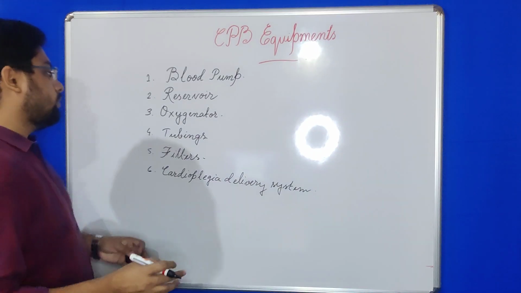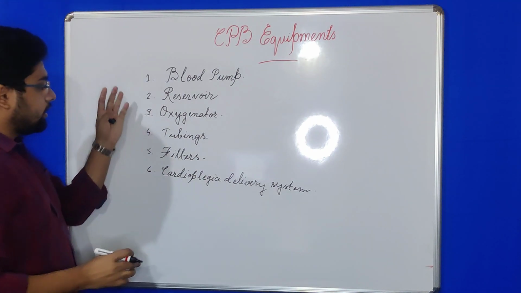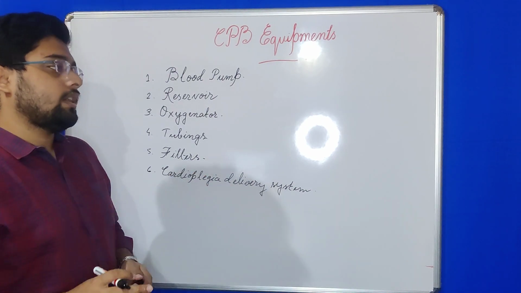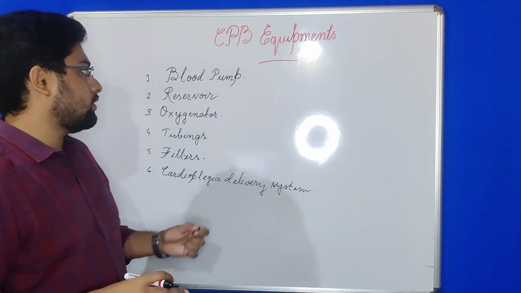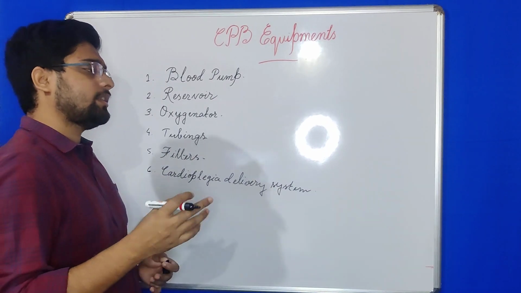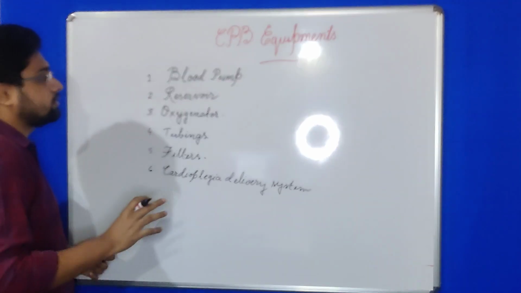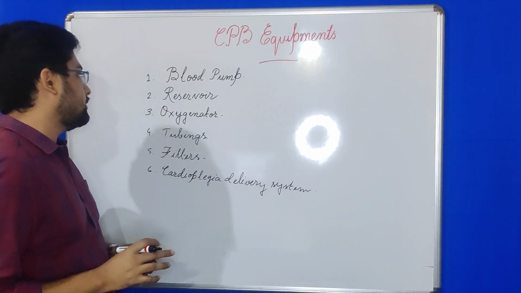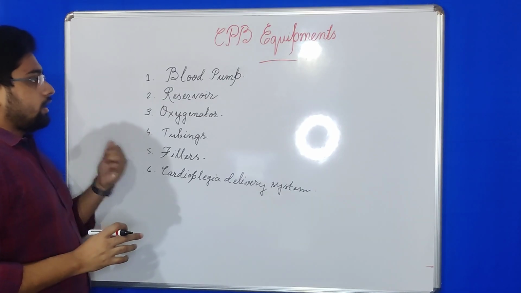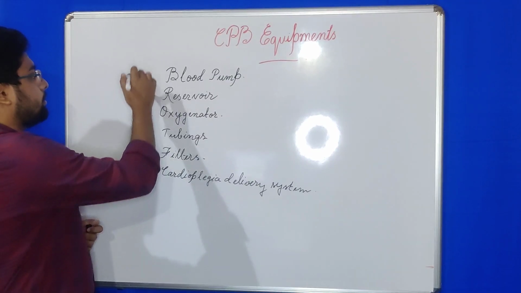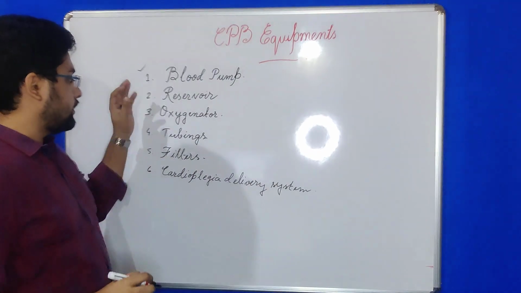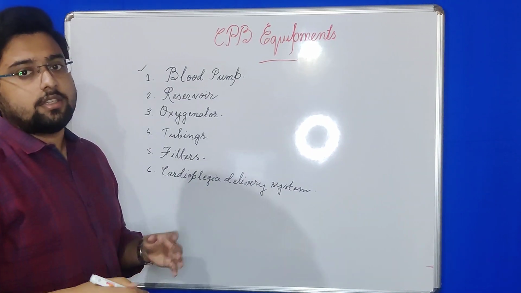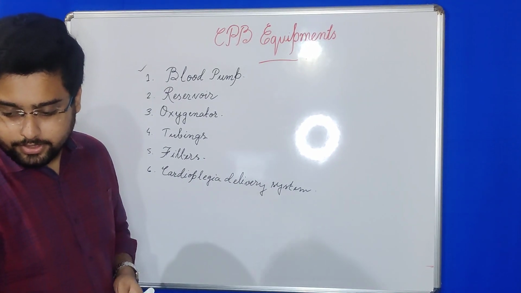There are many more other equipments also, but these are commonly used in our routine CPB. Other equipments are also there for special cases or for some other purposes. I will discuss those in other videos. In this video I will discuss blood pump, and other equipments I will discuss in later parts of the video.